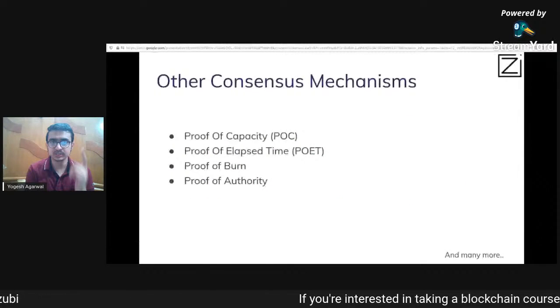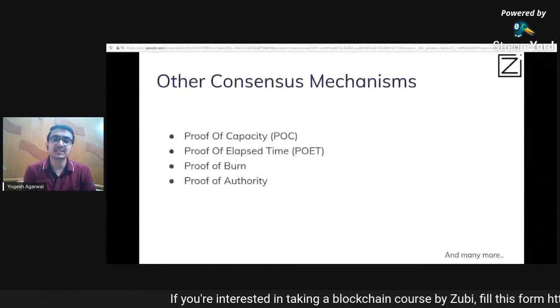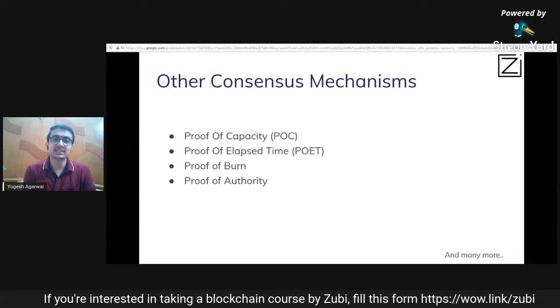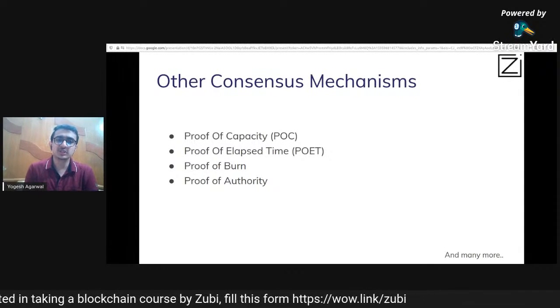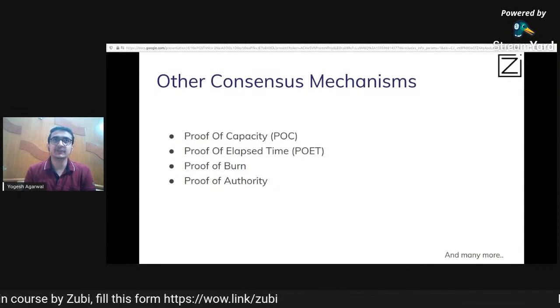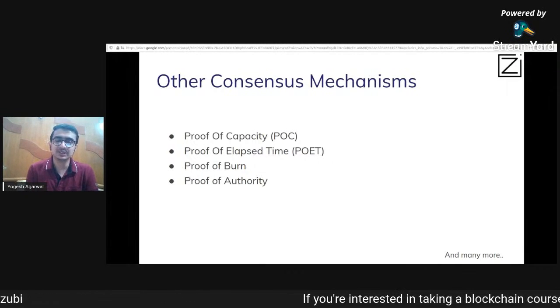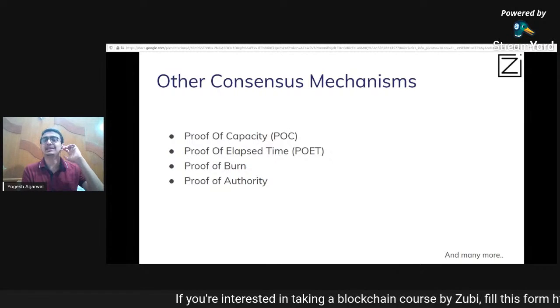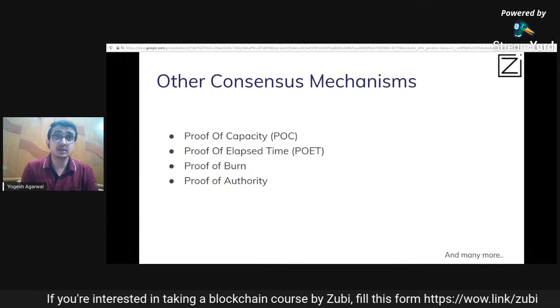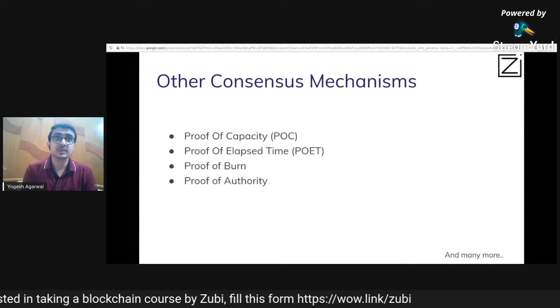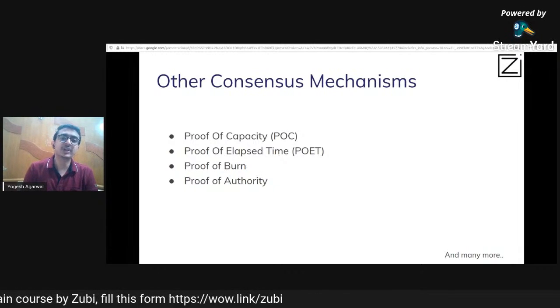Then, as I said in the beginning, the four mechanisms that we discussed were just a few of the many mechanisms available. There are numerous, I can't even count them. So these are just four more mechanisms. I'll give one-liners on them just to give you an idea of how many different mechanisms there are apart from them. The first one is proof of capacity.